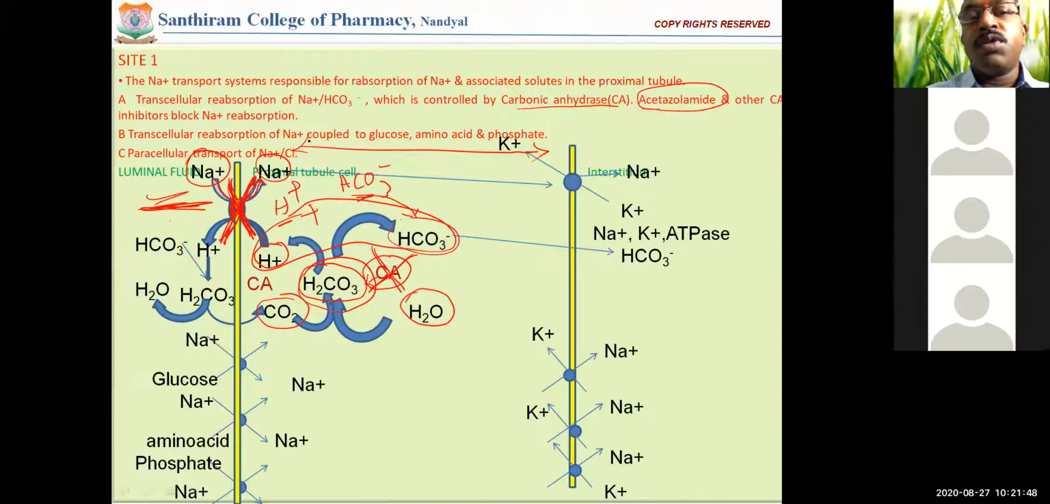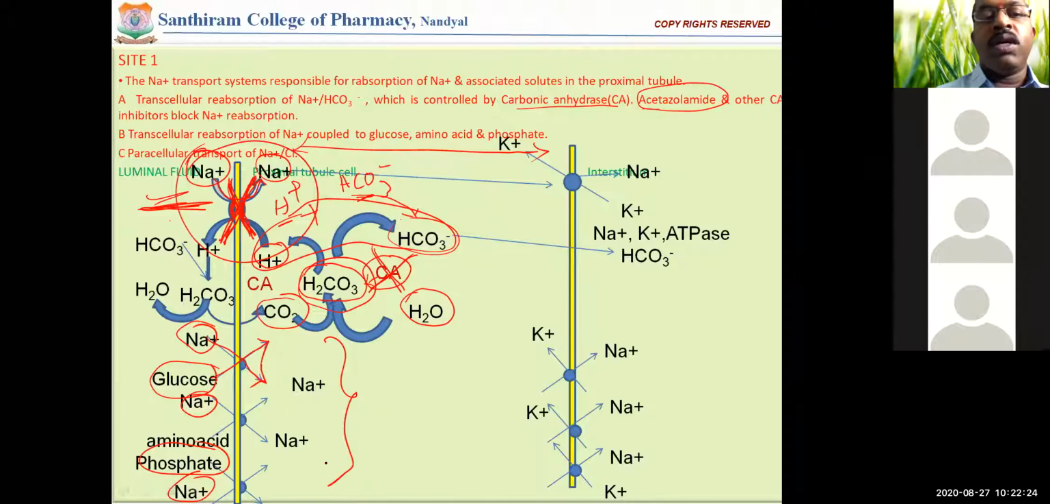Then the other things that can occur are the transcellular reabsorption of Na+ coupled to glucose, amino acid and phosphate. Apart from the sodium ions which are absorbed through the H+ and Na+ transport system, we also have the transcellular reabsorption of sodium ions along with glucose. For every absorption of one glucose molecule, there is absorption of one sodium ion. Similarly, the amino acid and sodium ion, and then phosphate with sodium ion. These things are not being controlled, but we can control the absorption at this particular portion.